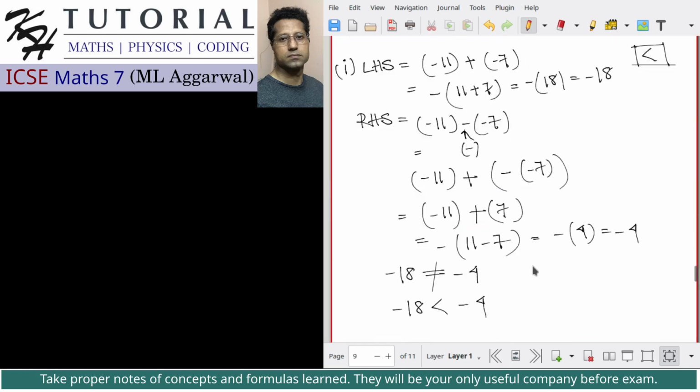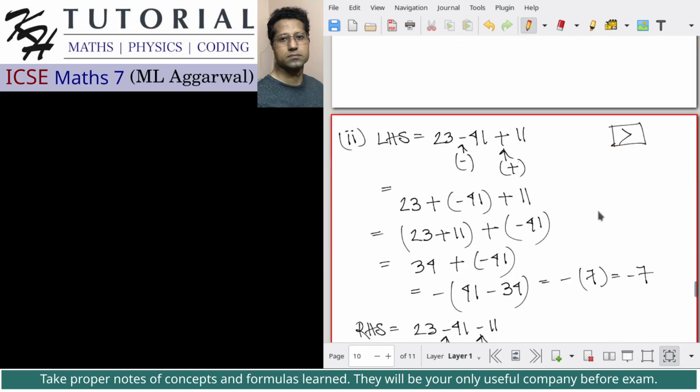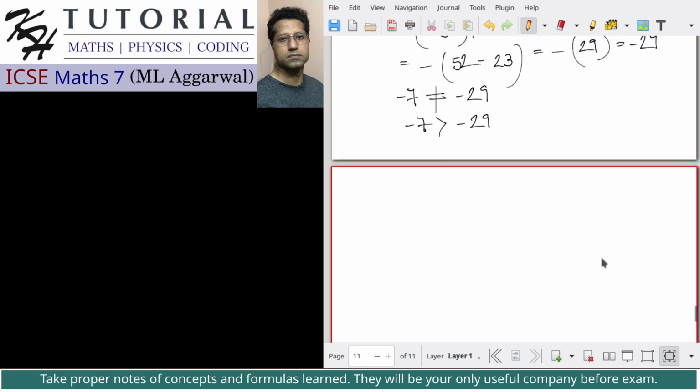Let's check whether these two parts are correct or not. Question number 9. The first part is less than. Okay. The second part is greater than. Okay. Let's do the third part.